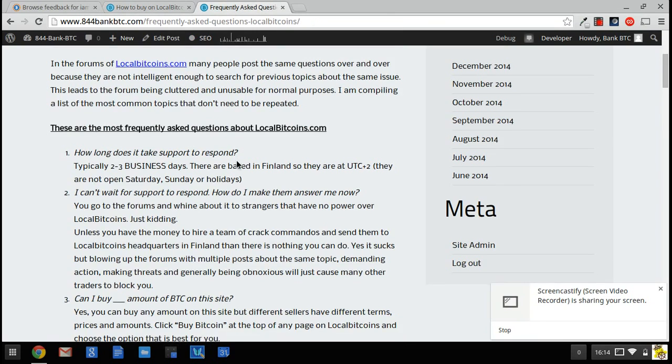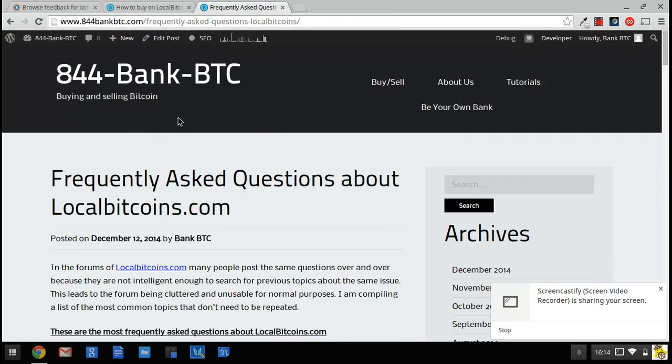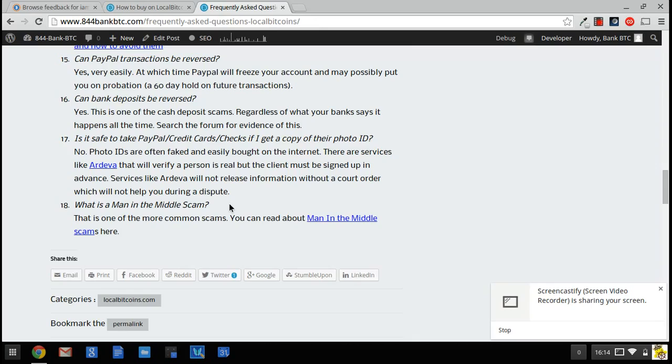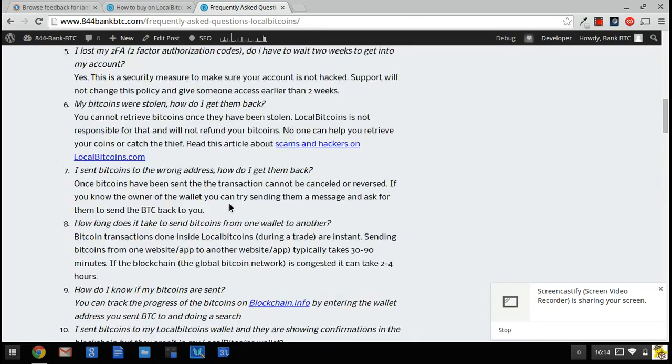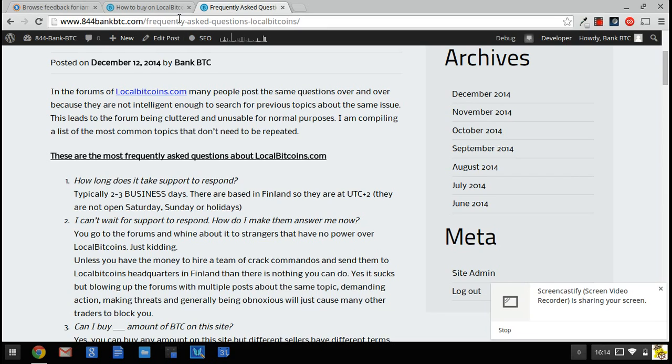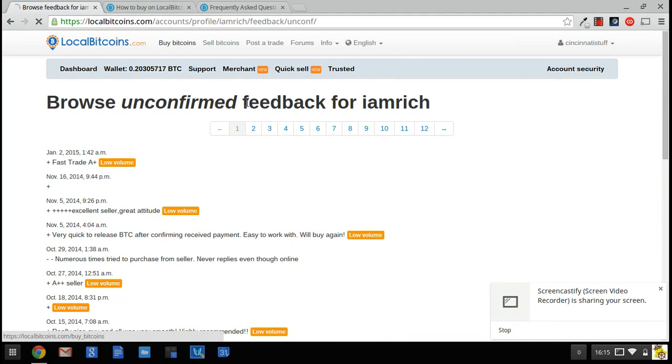You may also want to read frequently asked questions about localbitcoins.com. There we're up to 18, almost 20 of the most common questions we see in the forums that'll help you learn more about Bitcoins. But today our focus is on how to actually start a trade on localbitcoins.com.